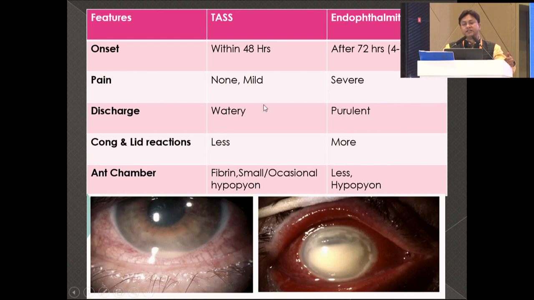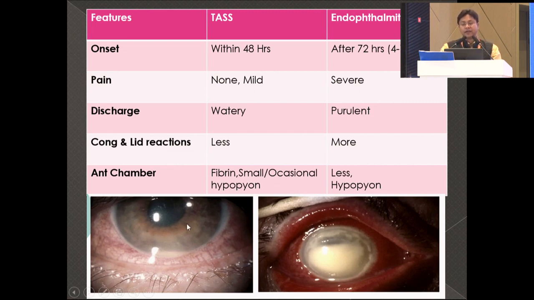Second is pain. Pain is an important feature. If a patient calls you after cataract surgery saying he is having a lot of pain, not a simple pain but heavy, intolerable pain, then there are more chances it is endophthalmitis. However, TASS has a mild reaction and mild pain too. Then coming to the discharge. Discharge in TASS is usually watery. However, endophthalmitis is an infection, so it is purulent. Here you can see the lid congestion is lesser, but in endophthalmitis, just see how severe the lid congestion is.